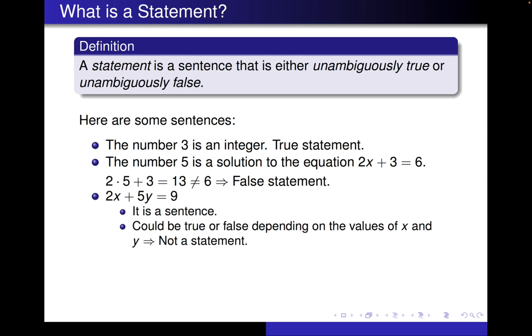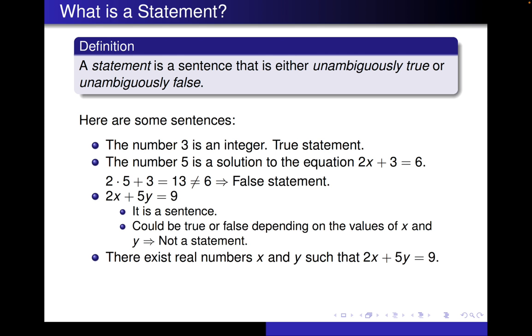Therefore, not a statement. However, if we take that 2x plus 5y equals 9 and add a little bit to it to say there exist real numbers x and y such that 2x plus 5y equals 9, that one turns out to be a statement. So for instance, if we put in x equals 2 and y equals 1, that makes the equation true, which means that not only is this a statement, but it is a true statement.